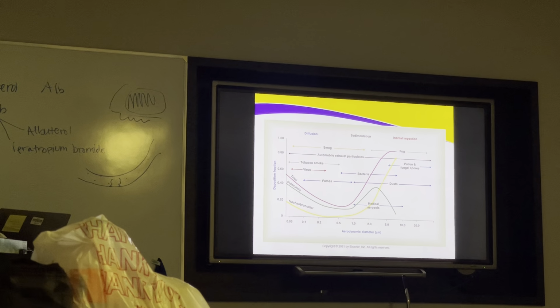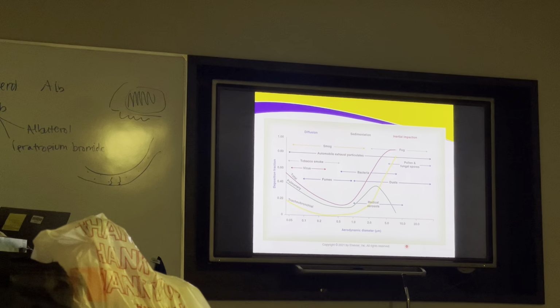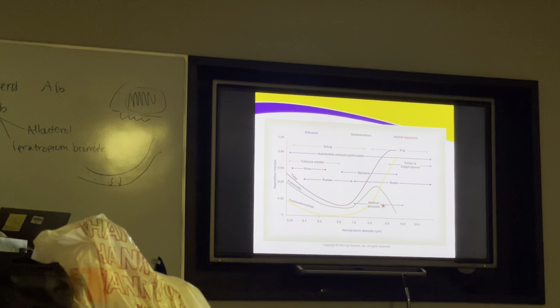All right, so this is just, if you're a visual person and you like colors and graphs like me, this is gonna be helpful for you. So down here, we're talking about the size of the particle, how much of it deposits and where it deposits. Let's pick something we're familiar with. We're learning about medical aerosols. Medical aerosols fall somewhere between 0.1 and 10 micrometers in size. Agreed? Okay, here it's highlighted for you.